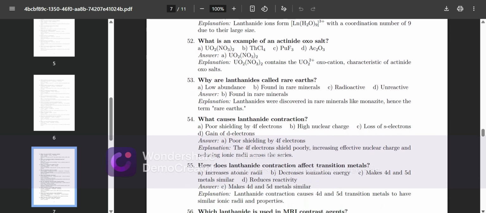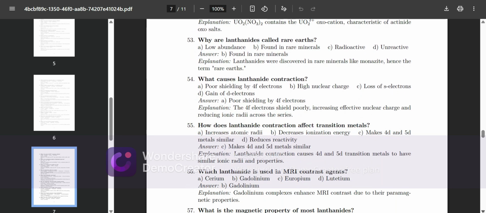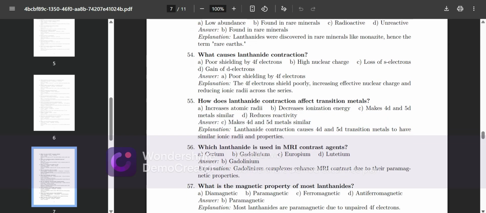Why are lanthanides called rare earths? Lanthanides are discovered in rare minerals like monazite, hence the term rare earth. What causes lanthanide contraction? Poor shielding by 4f electrons. The 4f electrons shield poorly, increasing effective nuclear charge and reducing ionic radii across the series.